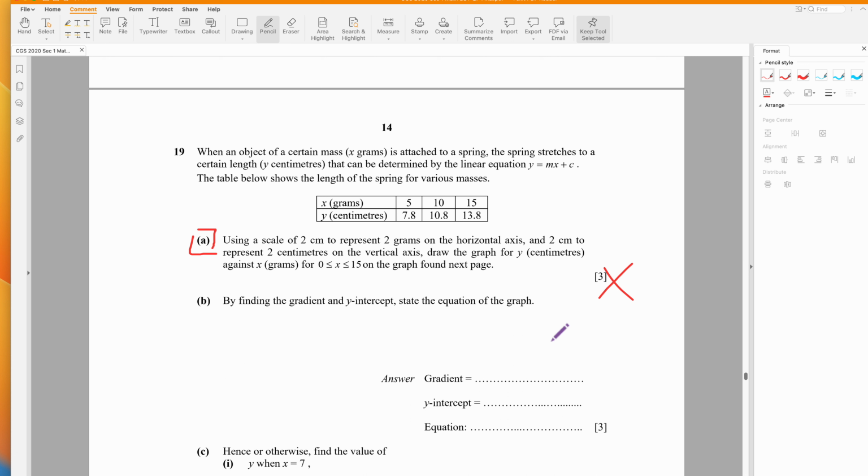Make sense? Then the gradient is for every 1 gram change in mass, there will be a 0.6 cm change in the length. You can read it, right? For 1 gram change, there is a 0.6 change in length. So that's the significance of the gradient and the significance of the y-intercept.